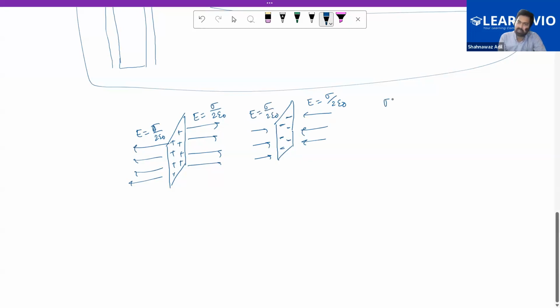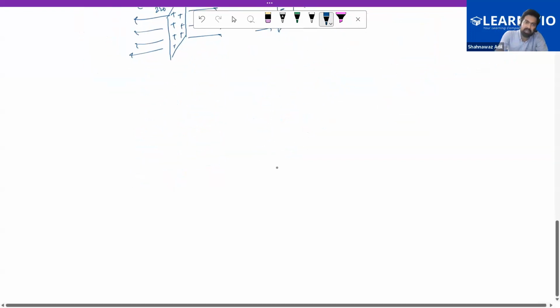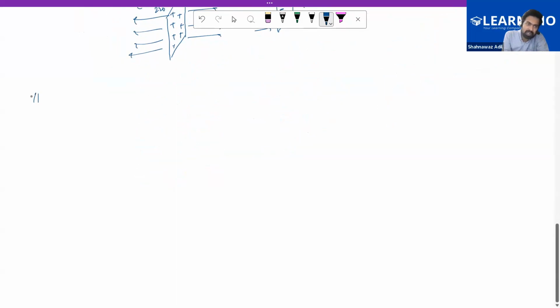Where sigma is the surface charge density, right? So these are the preliminaries that we require. And now we have to understand the charge distribution in a conducting plate.